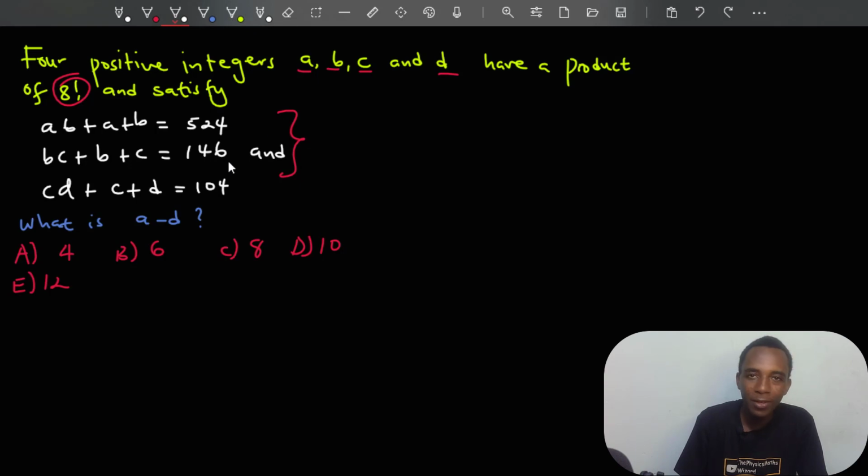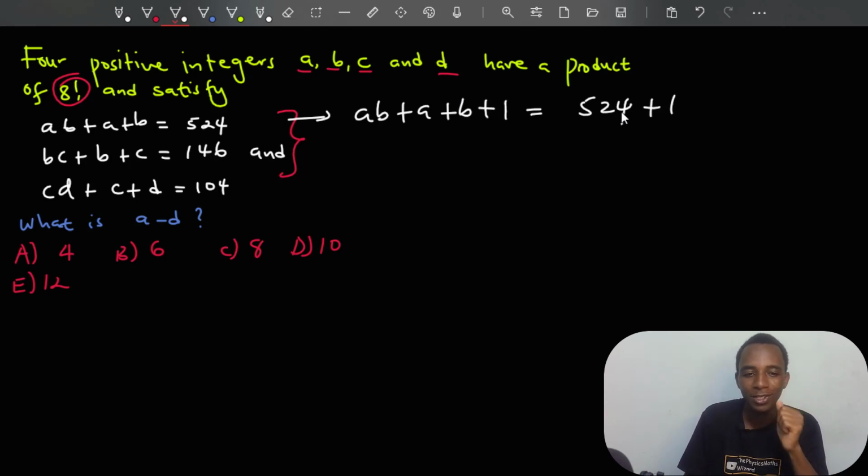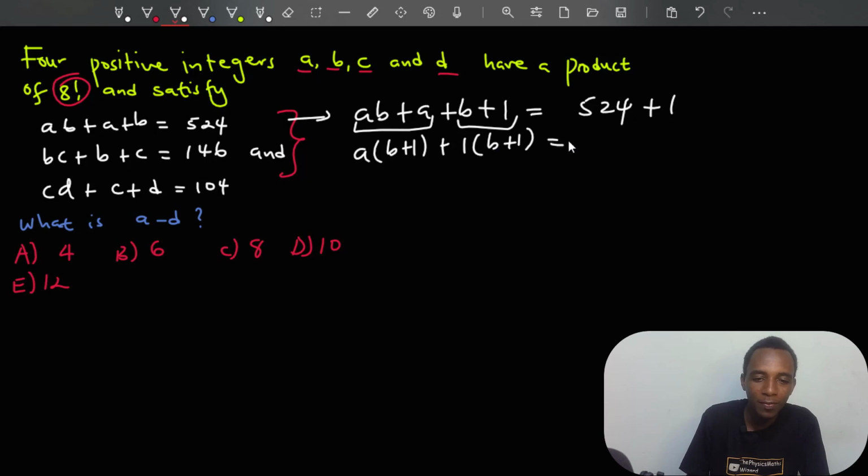I'll begin with these equations and try to simplify them a little bit. So I have ab plus a plus b equals 524. I'm going to add a 1 on both sides to make it easier to factorize. If I take the first two terms and this, from here I have a into b plus 1, and the common factor is 1, so b plus 1. This is going to be b plus 1 into a plus 1 equals 525.